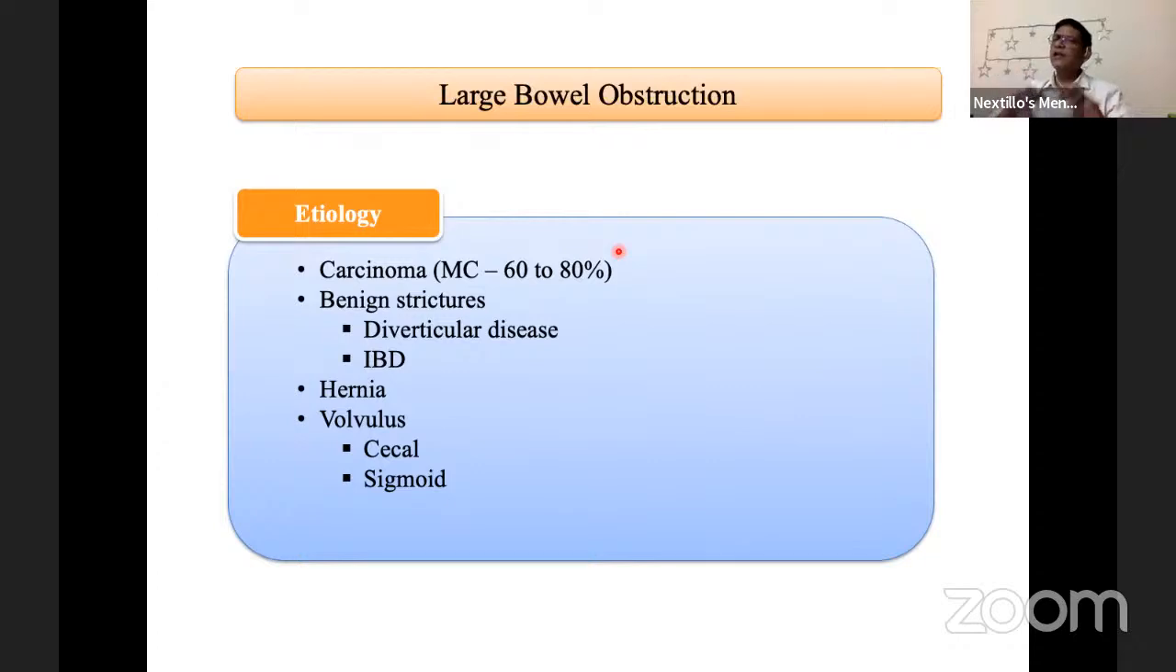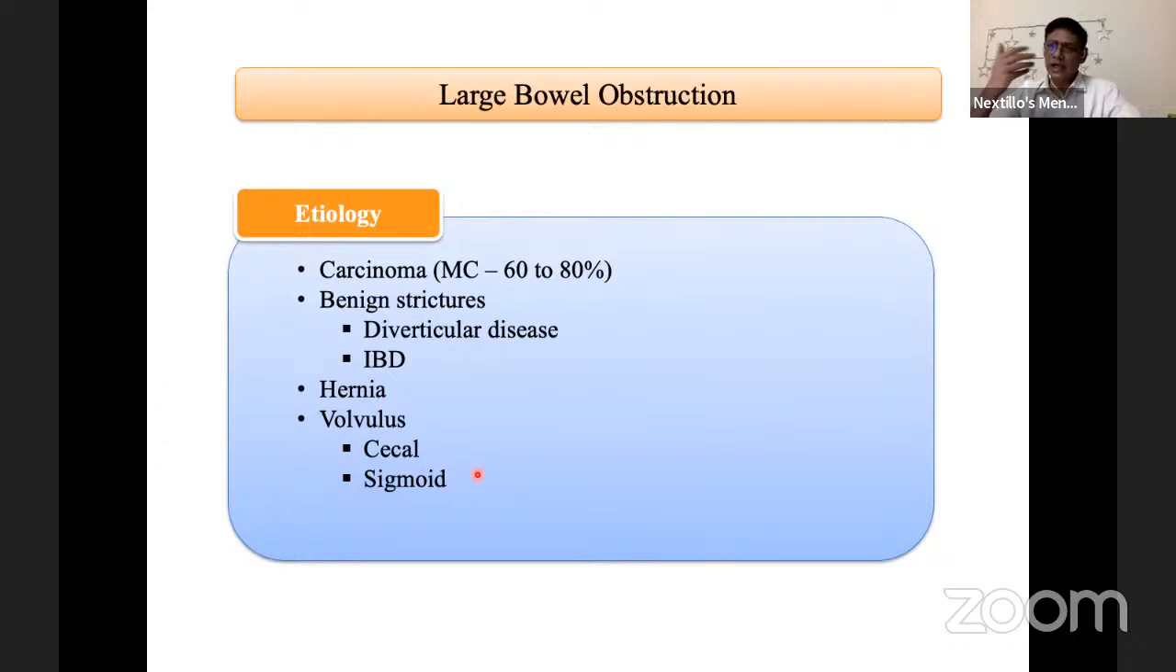Volvulus may precipitate in the stomach. It may precipitate in the midgut around the jejunum. Then this may precipitate around the cecum, and it may also precipitate with the sigmoid colon. Amongst all of these different types of volvuluses, the commonest volvulus is the sigmoid volvulus.